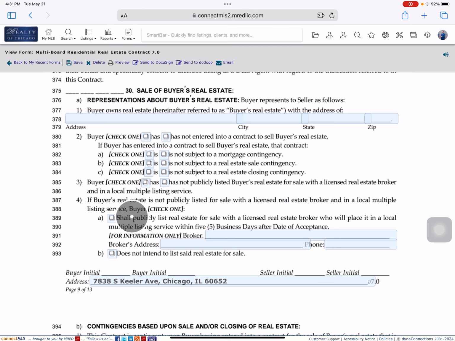On line 389A, check if the property on line 378 will only be entered into the MLS after a specific offer has been accepted. And then moving on to 391 to 392, go ahead and enter that broker information.